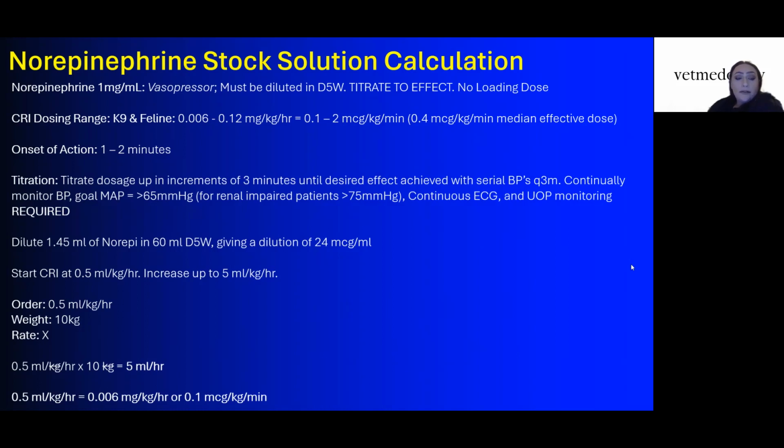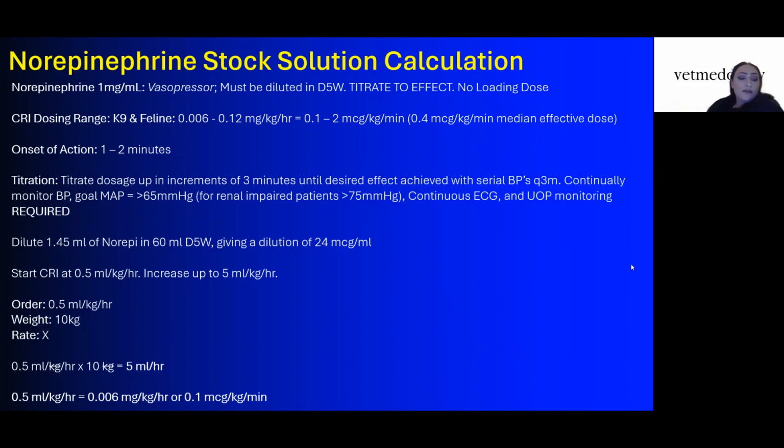So you're going to dilute 1.45 mL of norepi into 60 mL of D5W, giving a dilution of 24 mics per mL. You're going to start the CRI at 0.5 mL per kg per hour and increase up to 5 mL per kg per hour.